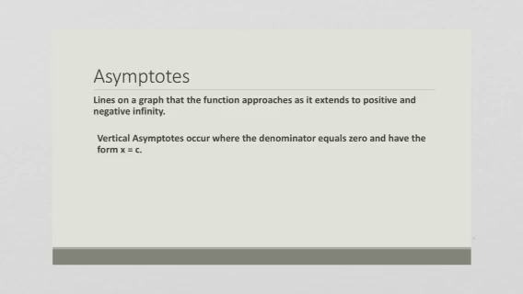Vertical asymptotes occur where the denominator equals 0 and have the form of x equals c. So remember, vertical asymptotes are x equals. Horizontal asymptotes are a little bit more difficult.